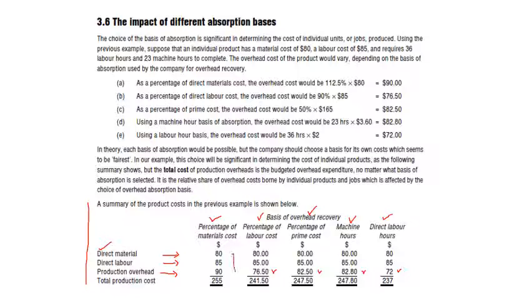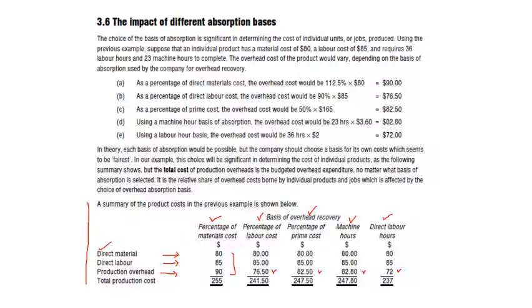We add up three components: direct material, direct labor, and factory overheads. We get a total production cost or total product cost. If we make a comparison, we see that when we take a percentage of direct material, we get the product cost $255. However, if we take a percentage of labor cost, we get $241.5, which is almost $14.5 less than the percentage of direct material cost. So this is a big amount.